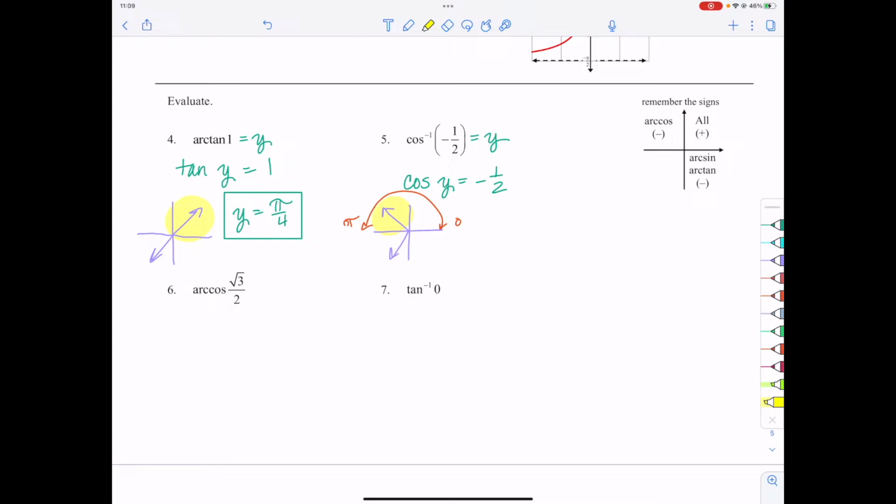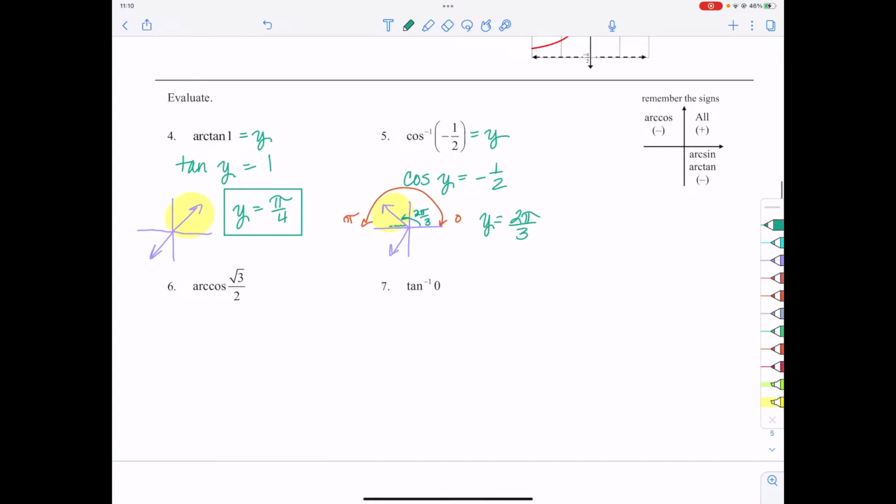It will be here. So what do you notice here? You can see now that y would have to be 2 pi over 3. Okay, so this is 2 pi over 3, and that cosine right here would be negative 1/2.